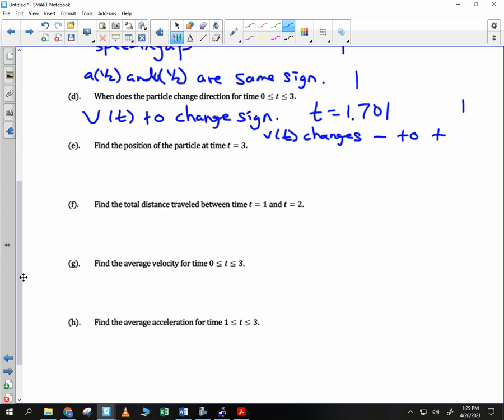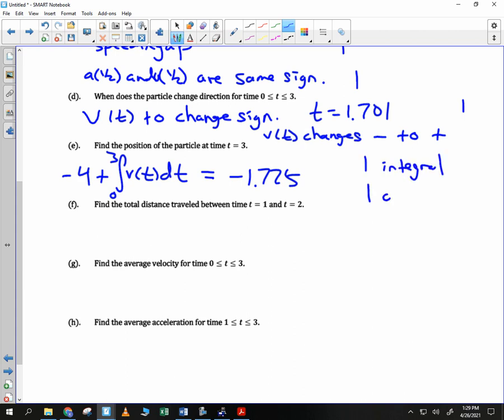Find the position of the particle. So position is going to be -4 plus the integral 0 to 3 of v of t dt. So we have the start plus the displacement, and you should get -1.725. And this is worth 2 points: one for the integral and one for the answer.